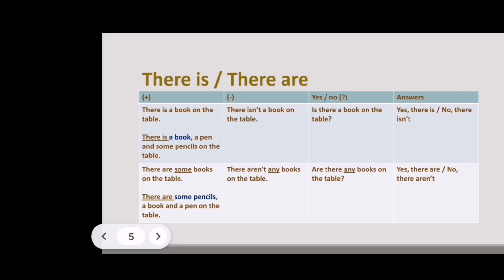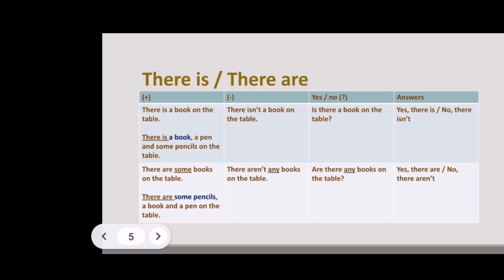If it is a plural noun, then there are some books on the table. There aren't any books on the table. Pay attention, we should change some into any. Are there any books on the table? And yes, there are, no, there aren't.